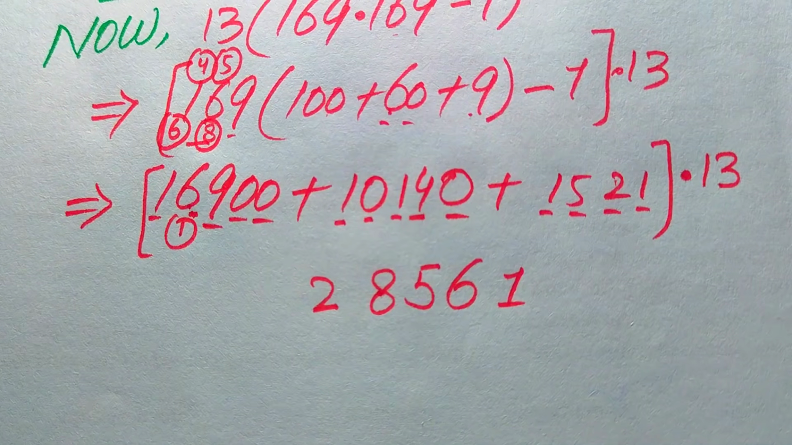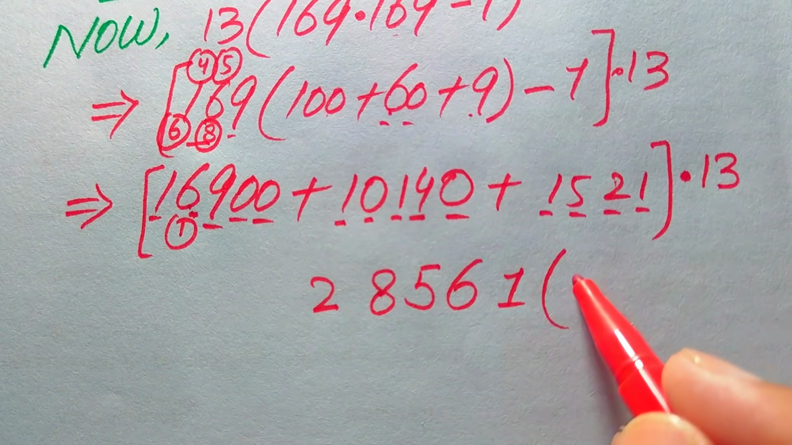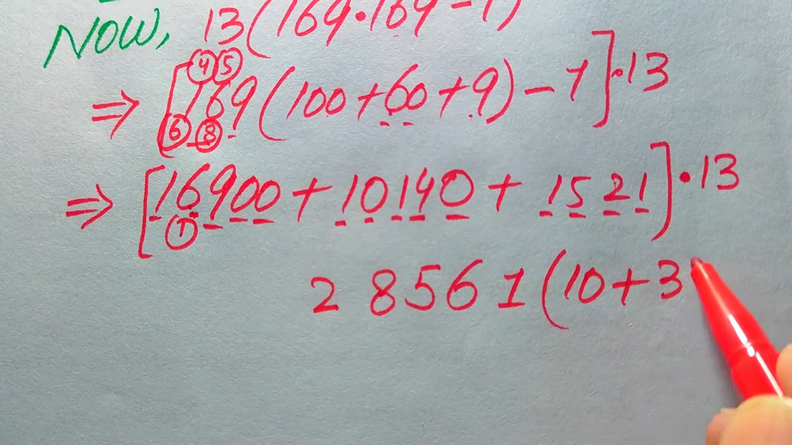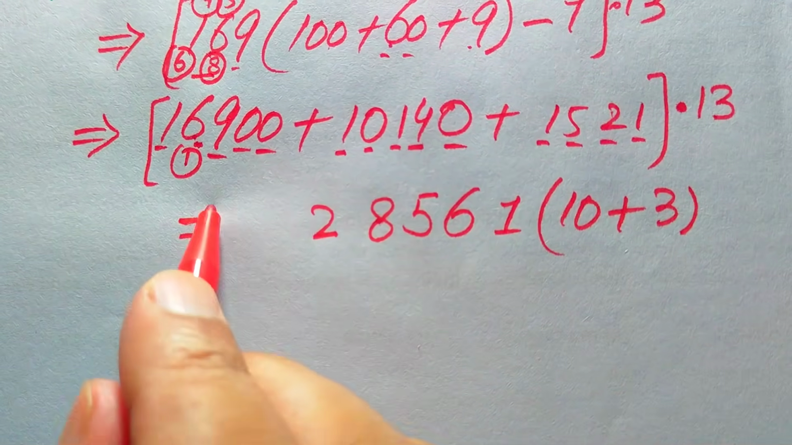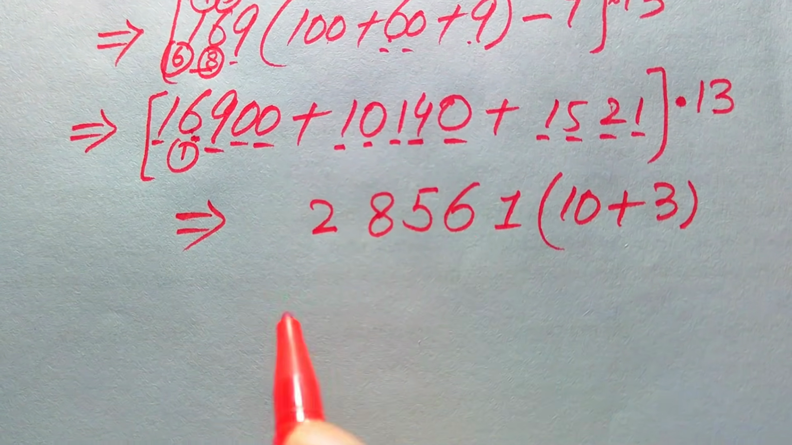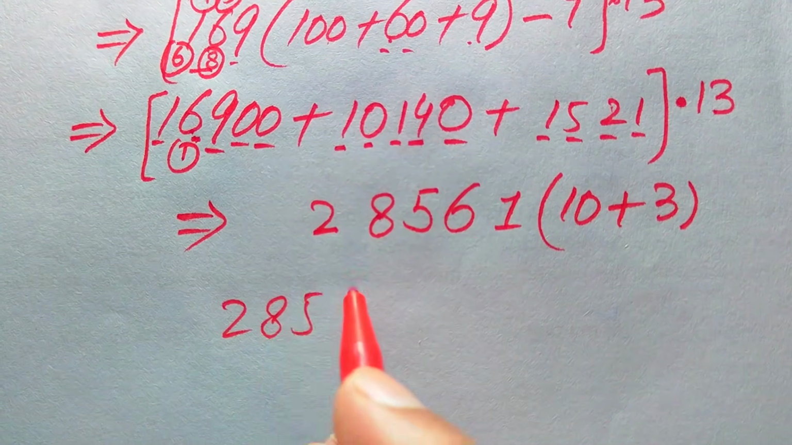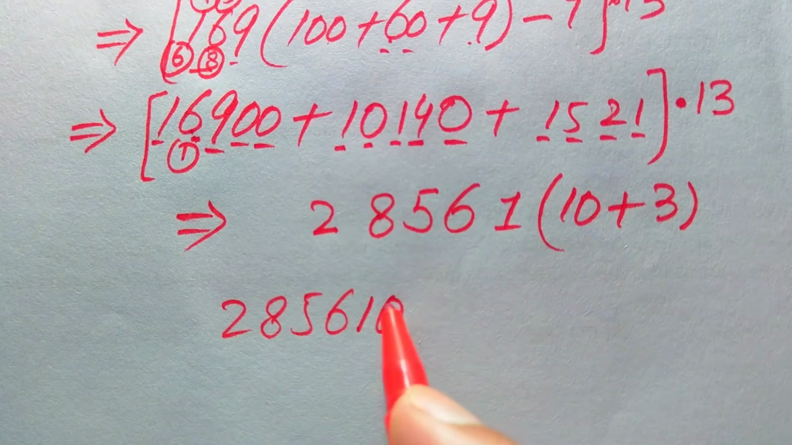Now we need to multiply this number by 13. So we again break this 13 as 10 plus 3. Okay, so here when we multiply this value by 10, we get 28561, and we just write this 0 here.